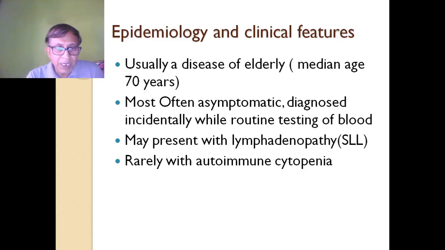It may present with lymphadenopathy. When it presents with lymphadenopathy, we call it small lymphocytic lymphoma. In that case, the absolute number of lymphocytes in the peripheral blood will be less than 5,000 per cubic millimeter. There are many associated autoimmune cytopenias in case of CLL. Next.